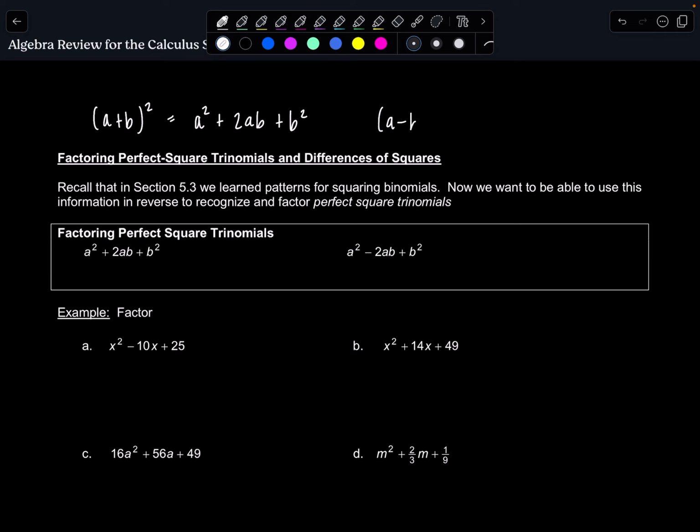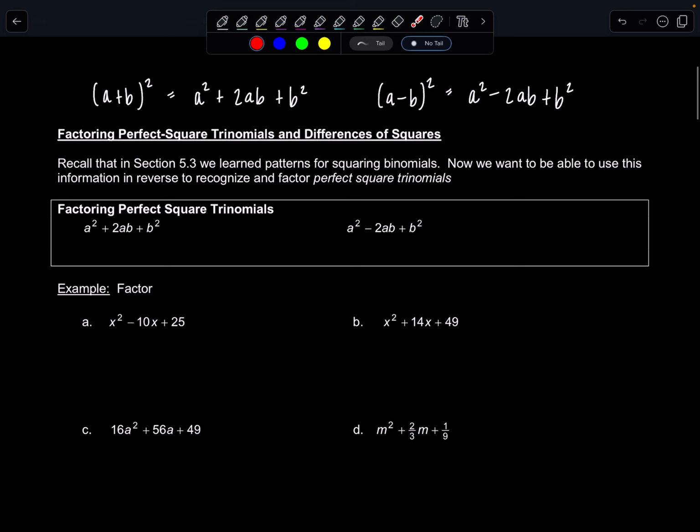And then similarly, if you have a minus b quantity squared, that multiplies out to a squared minus 2ab plus b squared. And this is helpful because when we encounter perfect square trinomials, if we recognize this pattern, then we can factor very easily. So we're just going to go backwards now. If you see a squared plus 2ab plus b squared, that's going to factor into a plus b quantity squared. And similarly, a squared minus 2ab plus b squared factors into a minus b quantity squared.